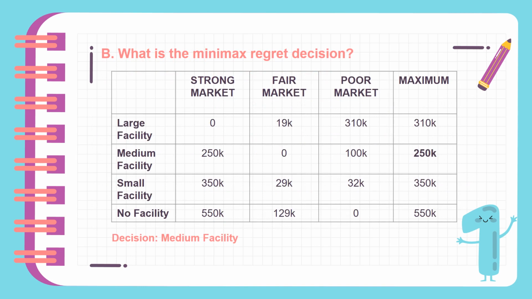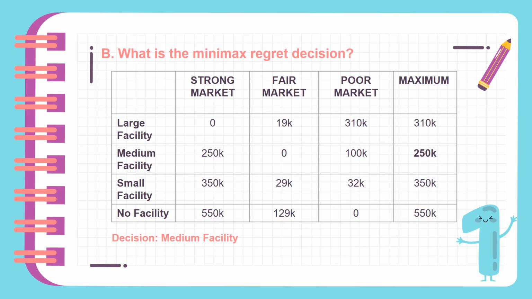B, what is the minimax regret decision? In order to get the minimax regret decision, we first find and list down the maximum value of each of the alternatives under the table of regret or the opportunity loss table. So we have already calculated the opportunity loss table and the amounts. First we have to find the maximum value of each of the alternatives.